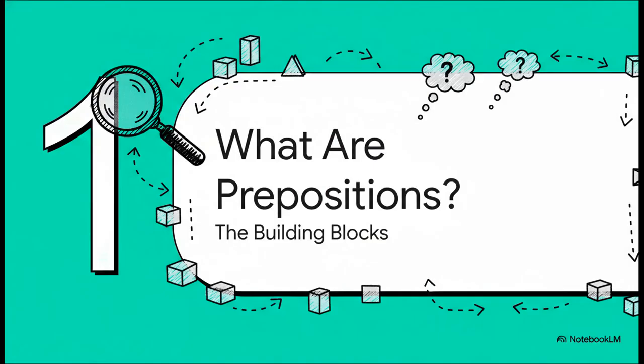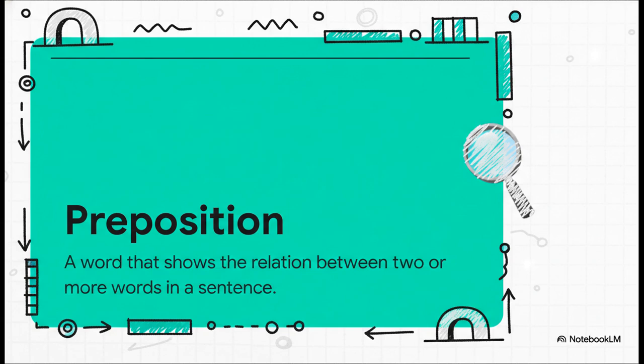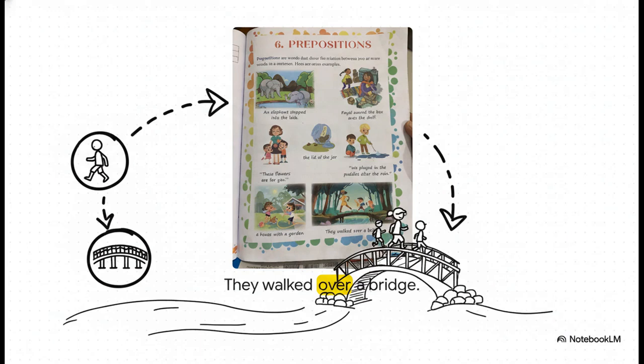All right, so first things first, we need to get a really clear definition on the table. What exactly are these words we're dealing with? Okay, here's the official definition. A preposition's whole job is to show the relation, the connection, between different parts of a sentence. I like to think of it like a bridge. It's the bridge that connects a person, place, or thing to another word in that same sentence. And here is another fantastic example. See that word over? It connects the action walked with the location, a bridge. I mean, without over, the sentence they walked a bridge just doesn't make any sense. See what I mean? These little words are absolutely essential.